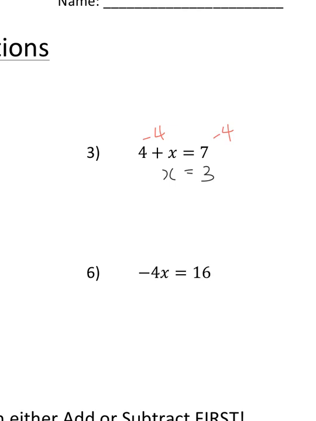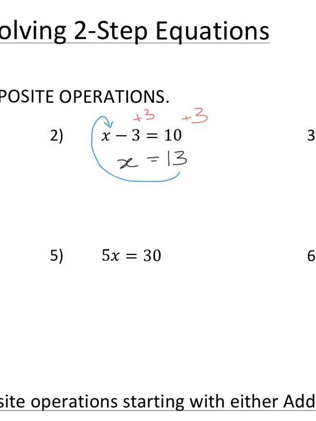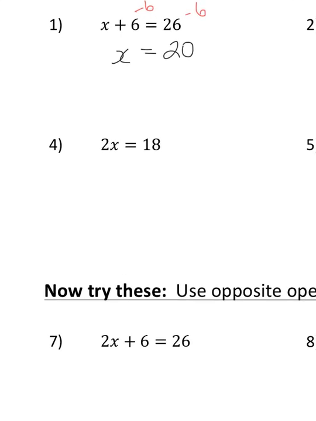Okay, let's go down to question number 4 over here. So this time I have a 2x. That means 2 times x, if you remember when we did that in class. So to get rid of something being multiplied, I need to divide. So we need to be careful here. Some people are making a mistake and subtracting 2 when they see this, but we need to divide by 2. Because 2 divided by 2 leaves me with just 1x. And on the right-hand side, I have 18 divided by 2, and that equals 9.